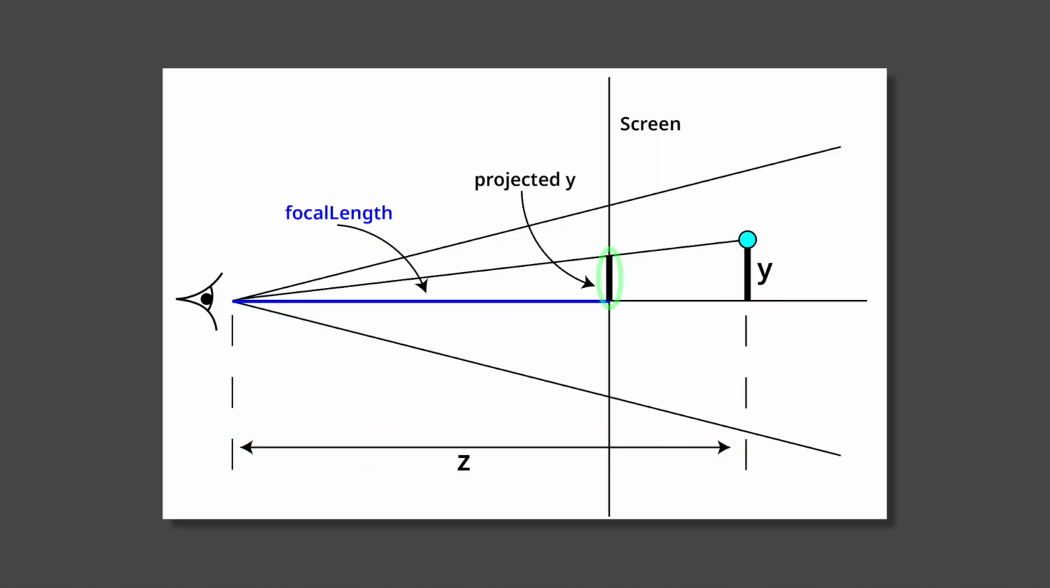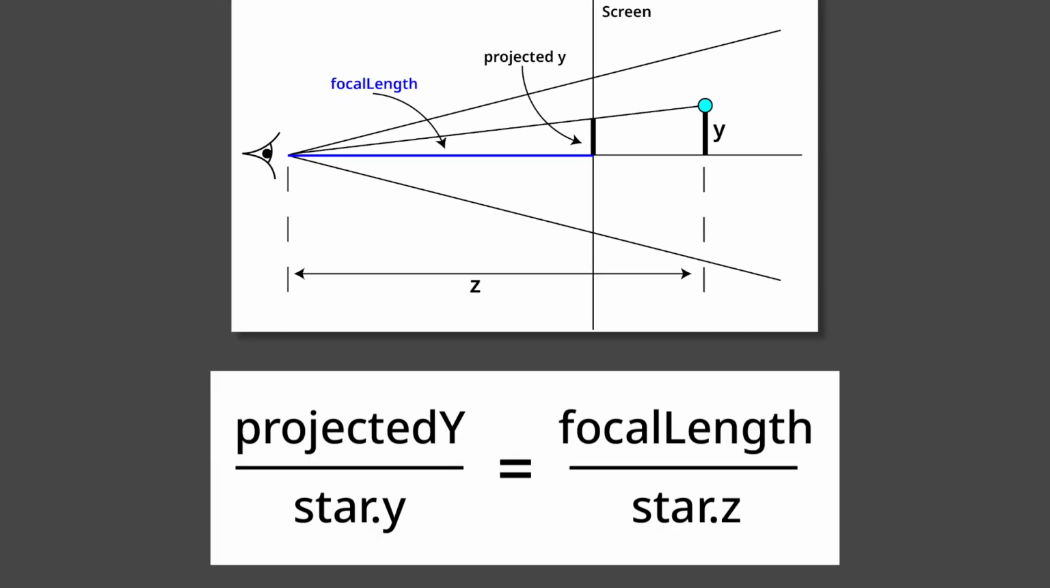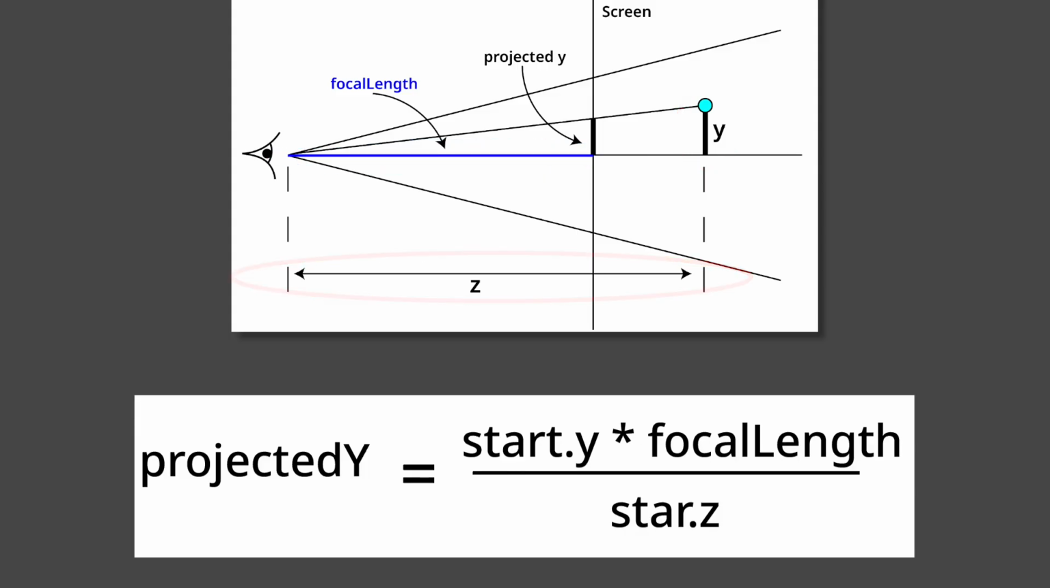To find the projected value of y on the screen, we can use the similar triangle theorem. We have projected y divided by star y equals focal length divided by star z. Therefore, projected y can be calculated as star y multiplied by focal length and divided by star z.